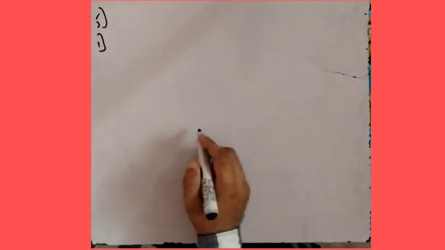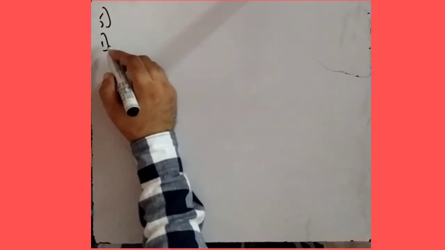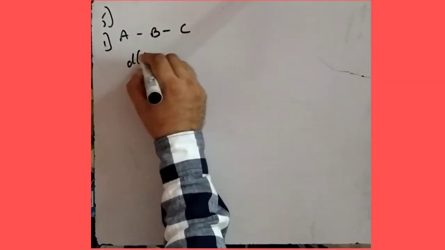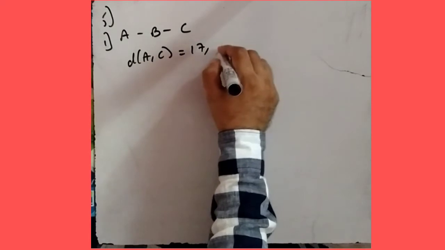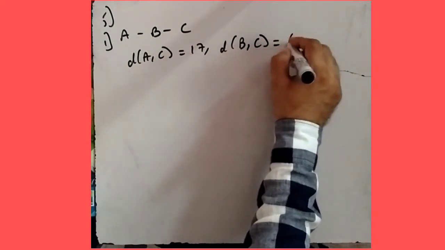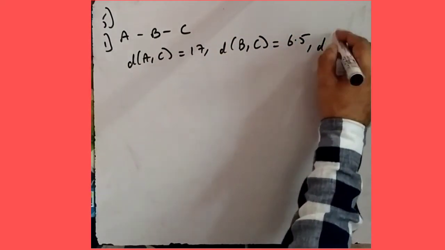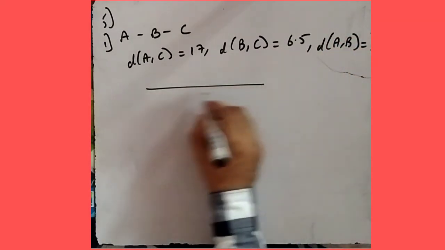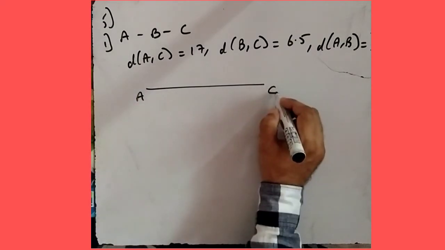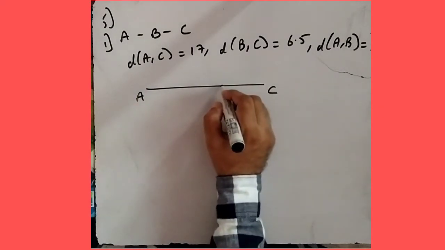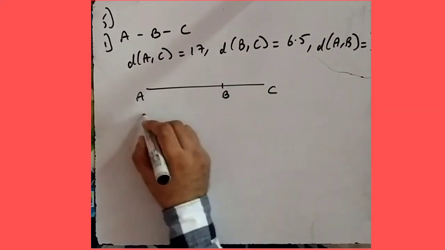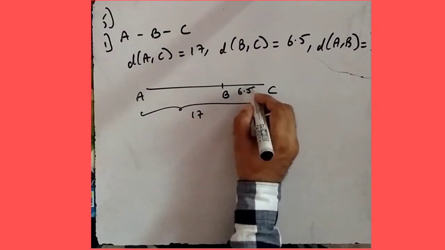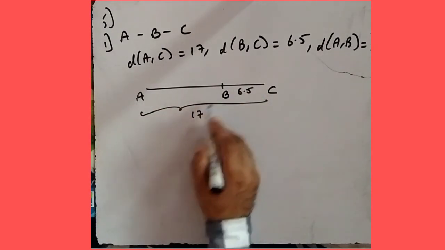In the fifth question, there are two sums. In the first one, it is given A dash B dash C. Distance AC is equal to 17, distance BC is equal to 6.5, and we have to find out distance AB. So let us draw the figure. A and C is in the extreme, B is somewhere in between. Suppose I locate point B over here.